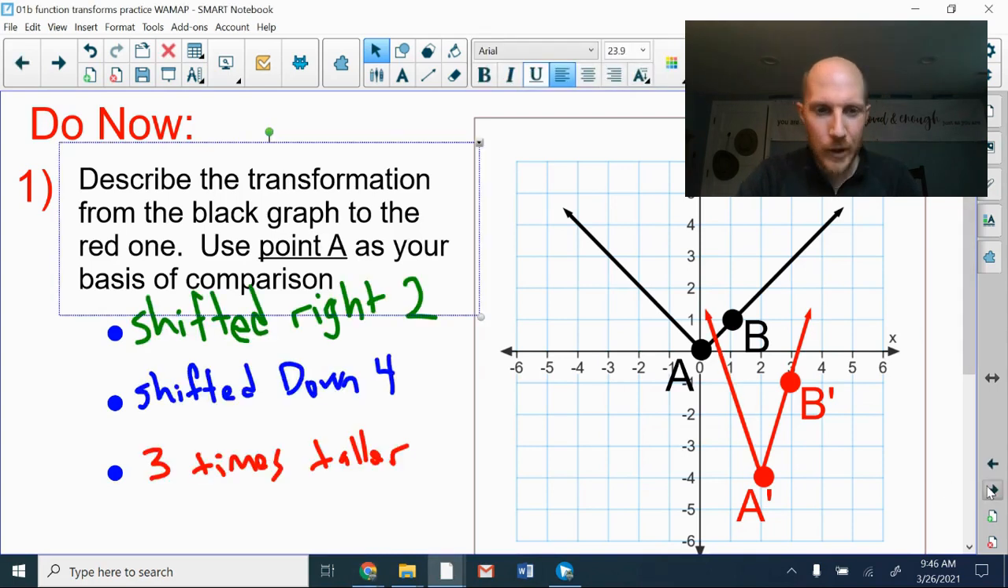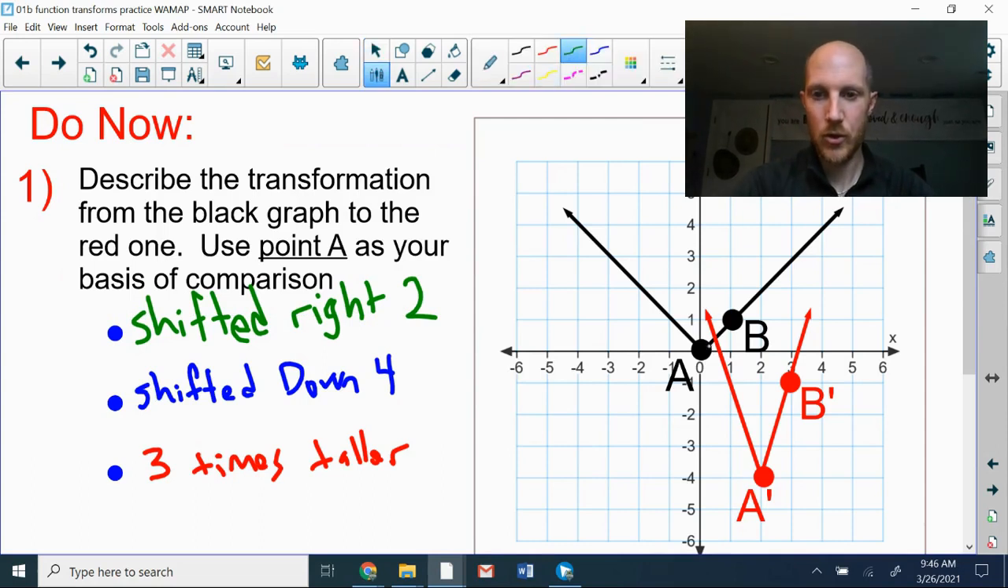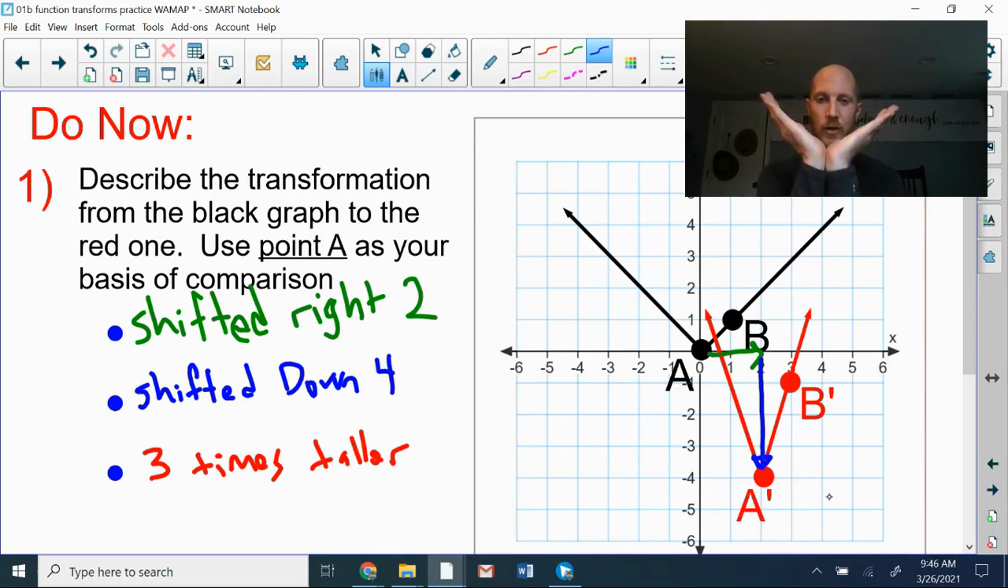All right, well, those three differences are that point A was shifted to the right by 2 spaces. It was then shifted down 4 spaces, and that gives us our new location of the vertex, we'll call it. And lastly, we can see the shape of that V is different. It has gone from like this in the black one to like this in the red one.